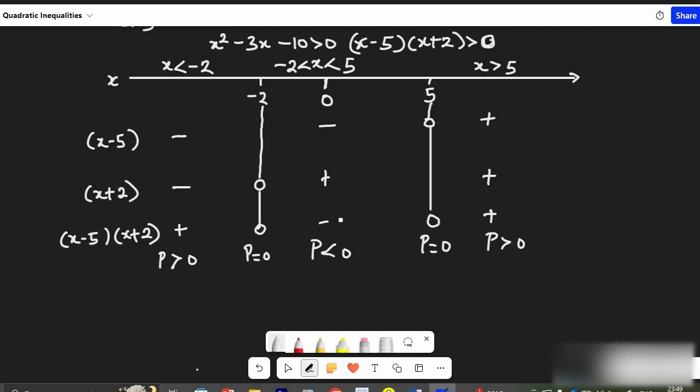Alright, so now remember the inequality says we should find the range of values of x for which the product is greater than 0. That is here and here. P is greater than 0 here. Of course, P is the product, right? P is greater than 0 here, P is greater than 0 here. So we have that the solution to the inequality is x is less than minus 2 or x is greater than 5. So this is the answer. Now let's look at the next example.